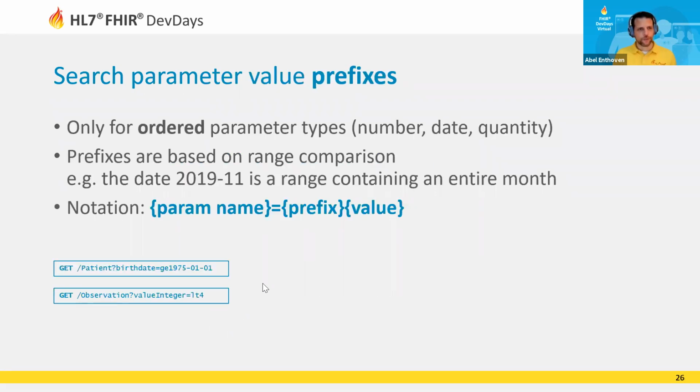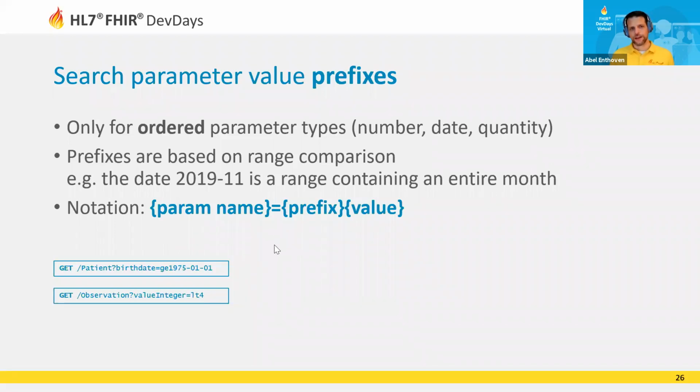And then there's the third one, and that's the value prefixes. In this case, they're only valid for ordered parameter types, so numbers, dates, quantities, and that's because you do a comparison between the value and the value in the resource. The prefixes are based on range comparison. So, for example, the date 2019-11 is really November of 2019. So that's an entire month. And it will go from the first of the month to the last of the month. That's the range that you're searching for.